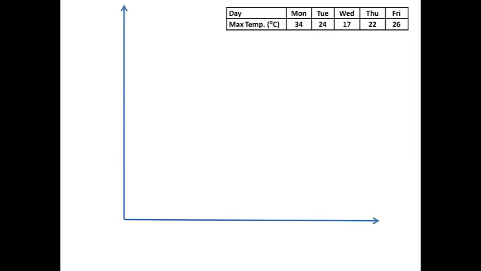For any graph, we need two axes: a horizontal axis and a vertical axis. The two axes meet at what we call the origin. It is also important to ensure that the angle between the horizontal axis and the vertical axis is exactly 90 degrees.